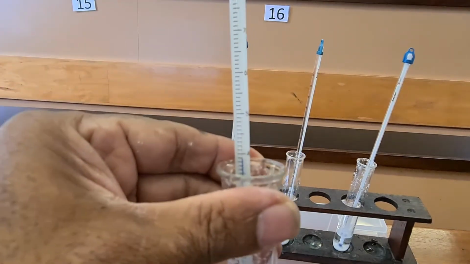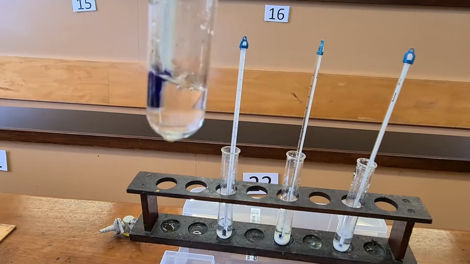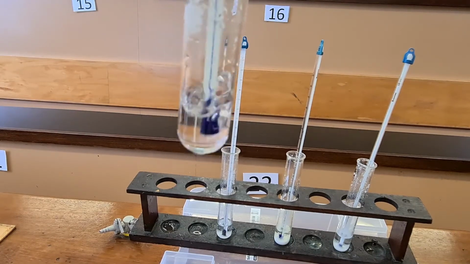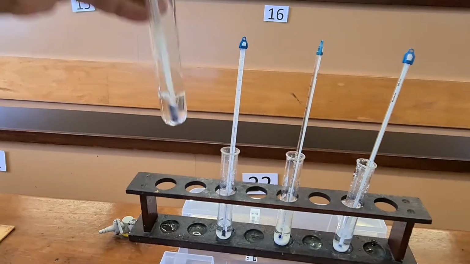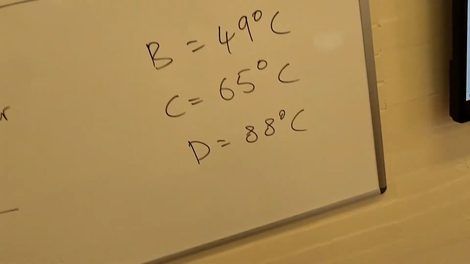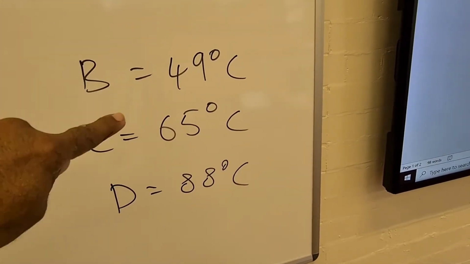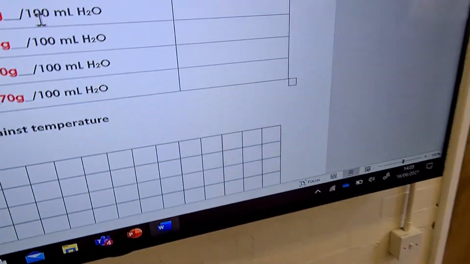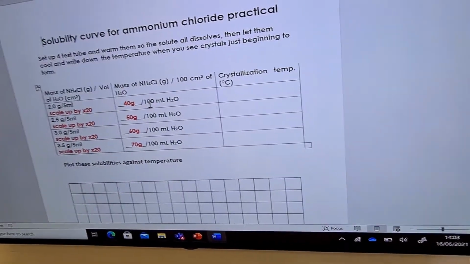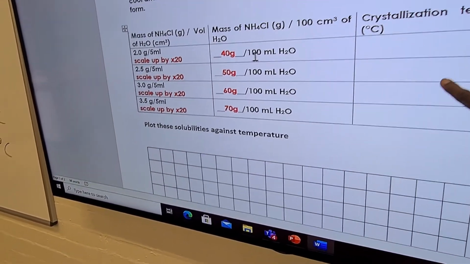Temperature is 40 degrees. No crystals yet. I hope you get the idea. I'm just going to leave that while I talk to you with the board. So these are my three temperatures: 49, 65 and 88. In this board, that would be B, C and D.